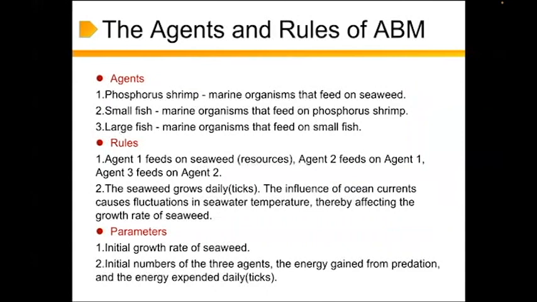Okay, next I will introduce our extended model. The basic components of the model consist of three parts: agents, rules, and parameters. Firstly, we have different types of agents. They represent the resource and the two types of fish in the marine system. Secondly, we have a series of rules to simulate the interactions and behaviors among agents.